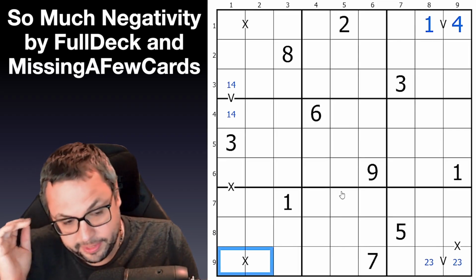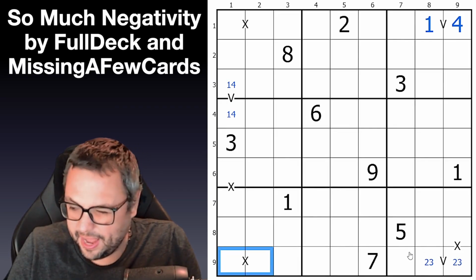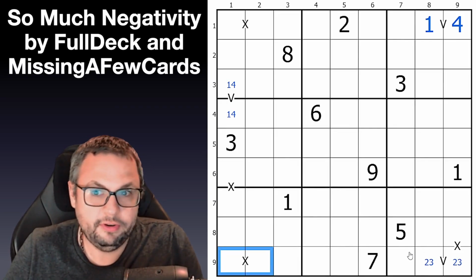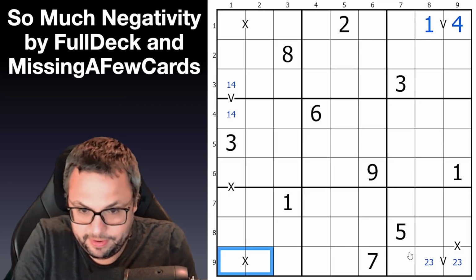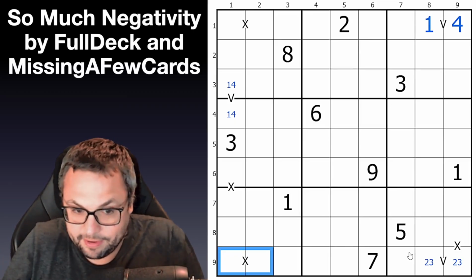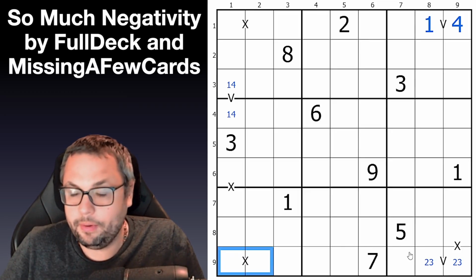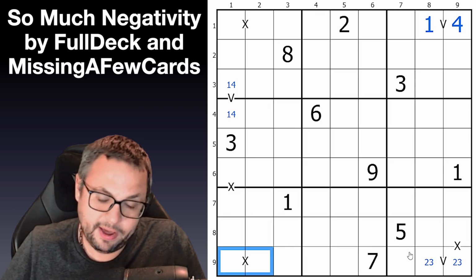And so let me explain what's going on here. Every X has a high digit and a low digit on it. If you just think about it, 5, 5 would be if you split the 10 in half, but you can't split the 10 in half because you can't have a 5 next to a 5 in a Sudoku puzzle. So you make one of them bigger than 5 and one of them smaller than 5.